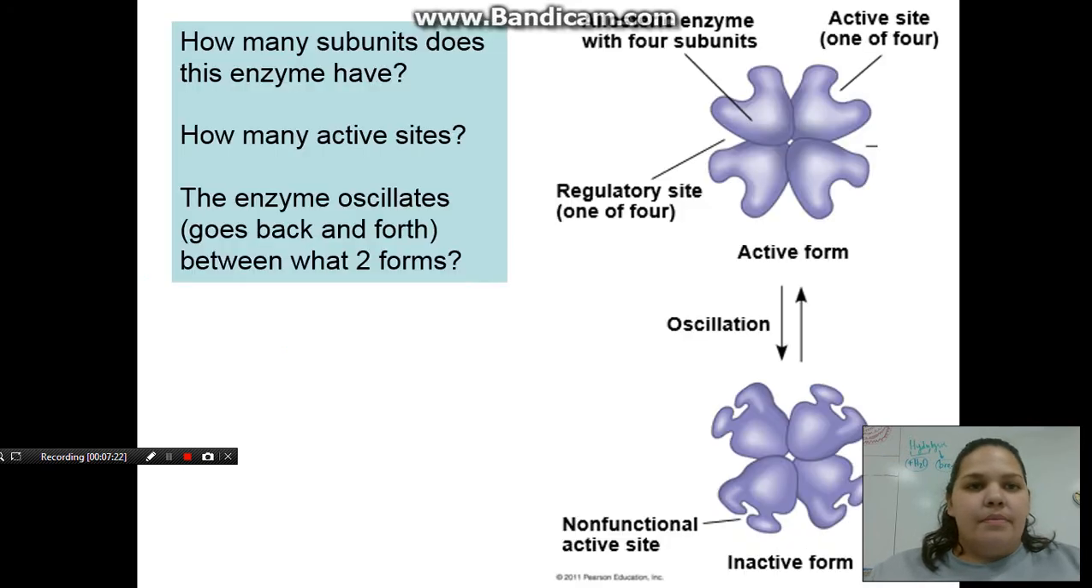So how many subunits does this enzyme have? Well, let's count. 1, 2, 3, 4. How many active sites does it have? Well, it says active site of 4, so 1, 2, 3, 4. The enzyme oscillates, so it goes back and forth between what two forms? It has the active form, where it's open and ready to bind, and then it has the inactive form, where it's not ready to bind. So when we say oscillate, it's like swinging back and forth between the two.